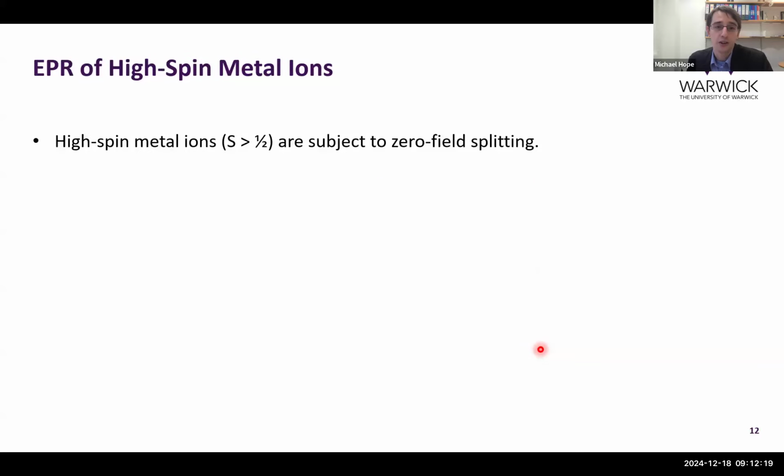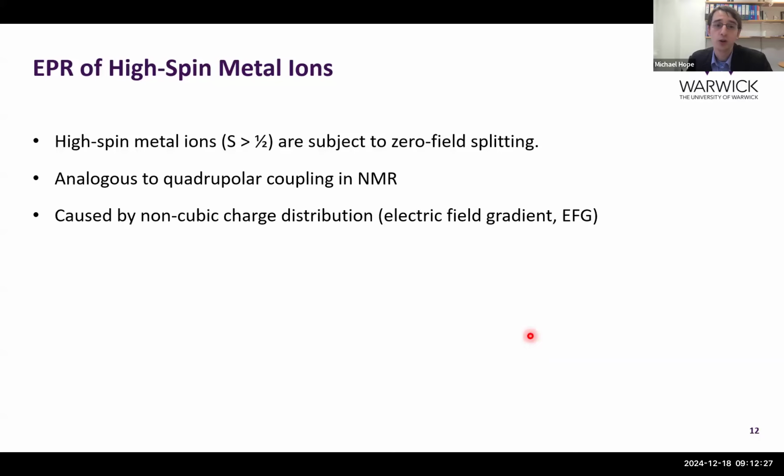What this means is they're subject to zero field splitting. For an NMR audience, we can think about this as being analogous to quadrupolar coupling. It's caused by a non-cubic charge distribution, resulting in an electric field gradient. We typically only concern ourselves with the central transition because the satellite transitions are broadened to first order. The central transition isn't, it's only broadened to second order. So that means that our central transition is narrower, it's easier to saturate.